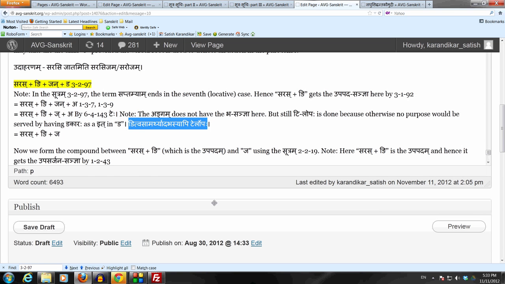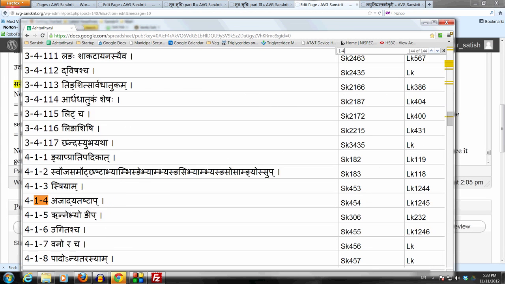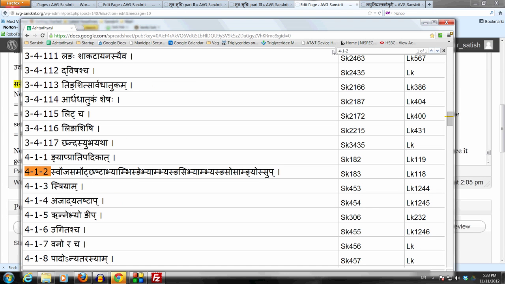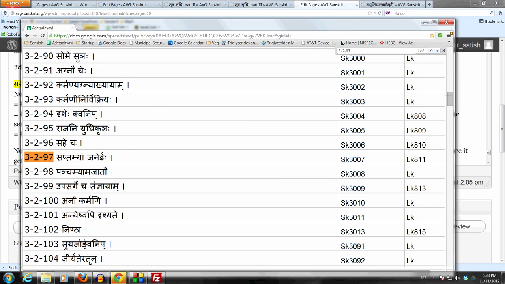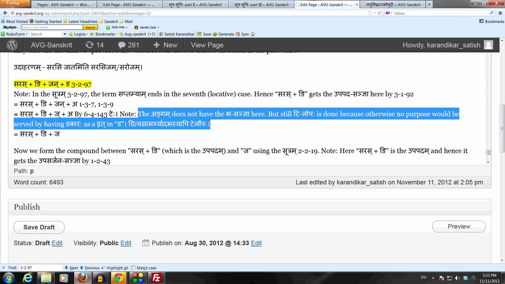on the basis of the fact that dakara has been used as it, even though jan does not have the bhasanya, because remember the bhasanya comes by yachi bham, which is 1-4-18. That has the anuvritti of swadishu, coming from the preceding sutram 1-4-17, and the swadi pratyayas only start from 4-1-2, svau, jas, out, and so on. Right now we are using the sutram 3-2-97. So the angam jan cannot get the bhasanya, but still we do t lopaha, because otherwise there would be no purpose served by having dakara as an it in the affix da. So ditva samarthya: abhasyapi ter lopaha.